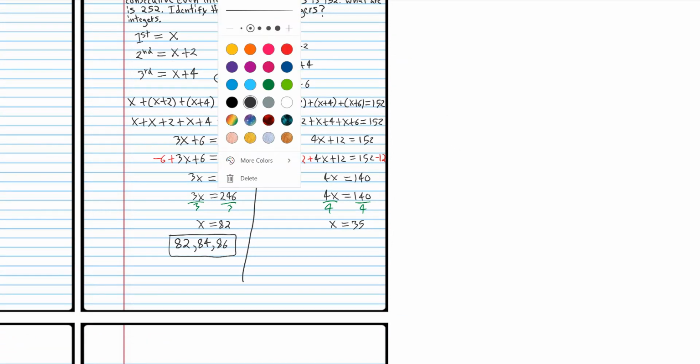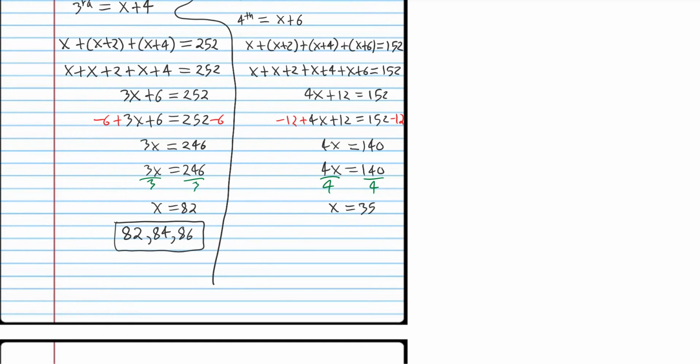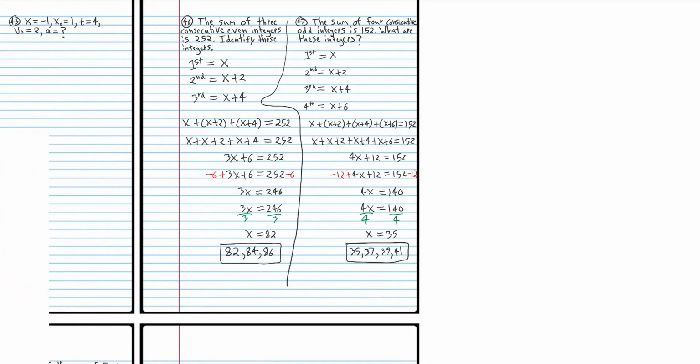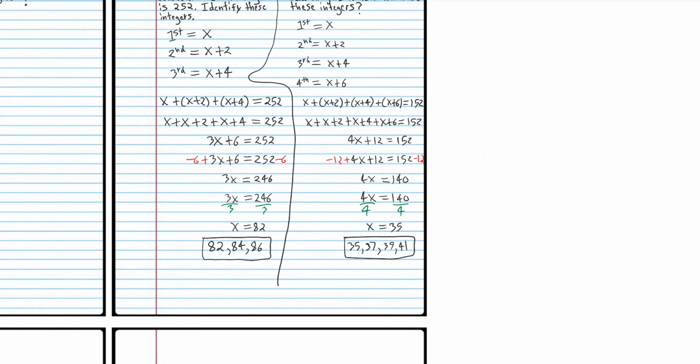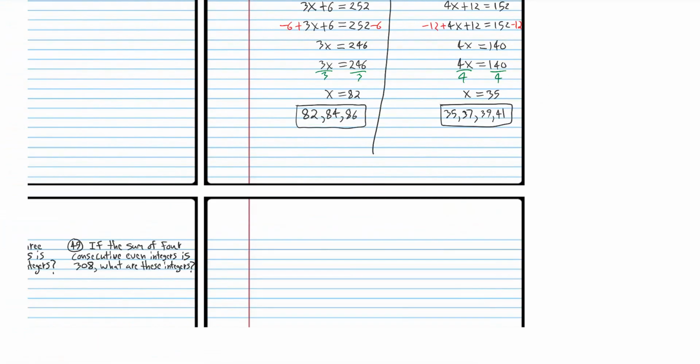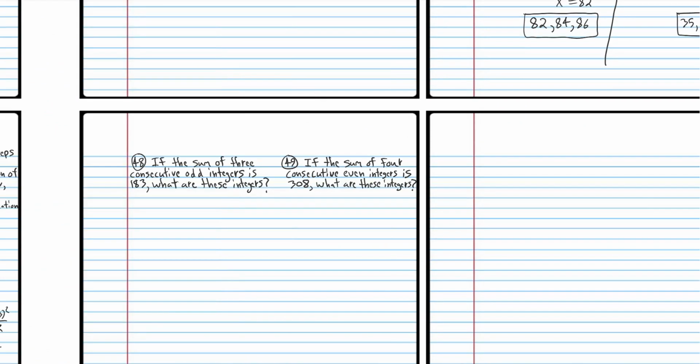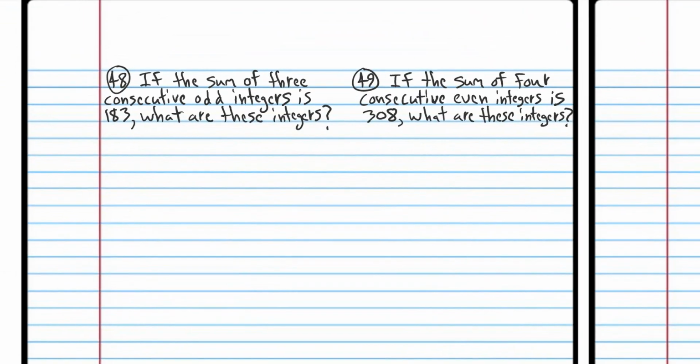So the integers will be 35, 37, 39, and 41. Remember, there are 4 of them in this problem. In the previous problem, they were only saying that the sum of 3 numbers, 4 in this one. All right, so now we have 2 more problems, and then we'll be done with the class today. So why don't you try number 48, and when you come back, we'll do it together.